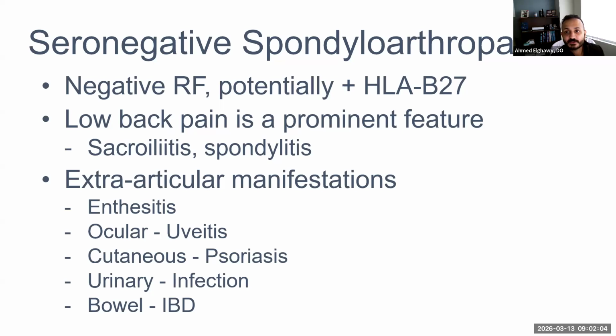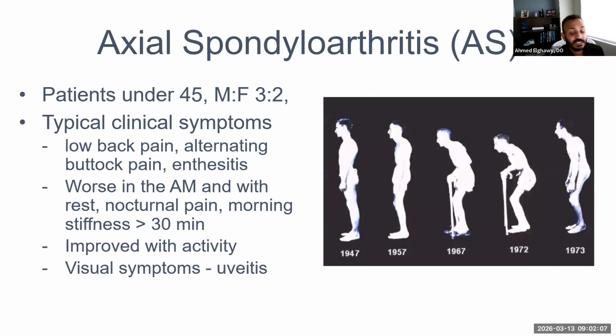And then, with axial spondyloarthritis, these are usually seen in younger patients. So you're talking about 20s and 30s. So this can affect very much like our athletes, like in the college and professional realm. Typically, these patients start off with low back pain, alternating buttock pain, like lateral hip pain, like glute pain.